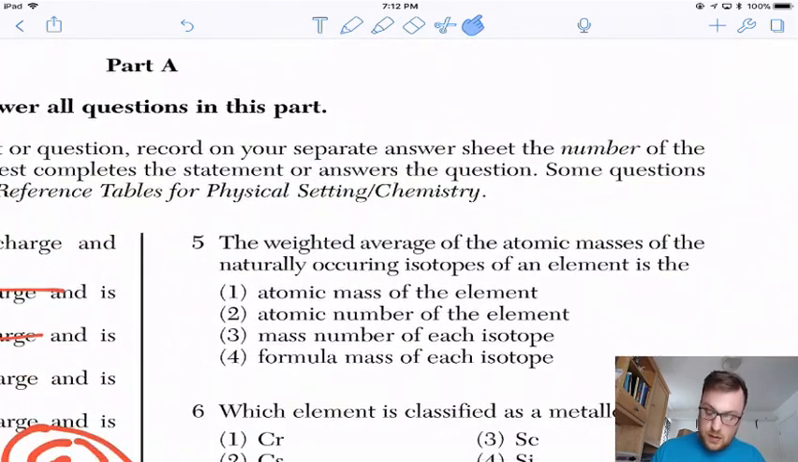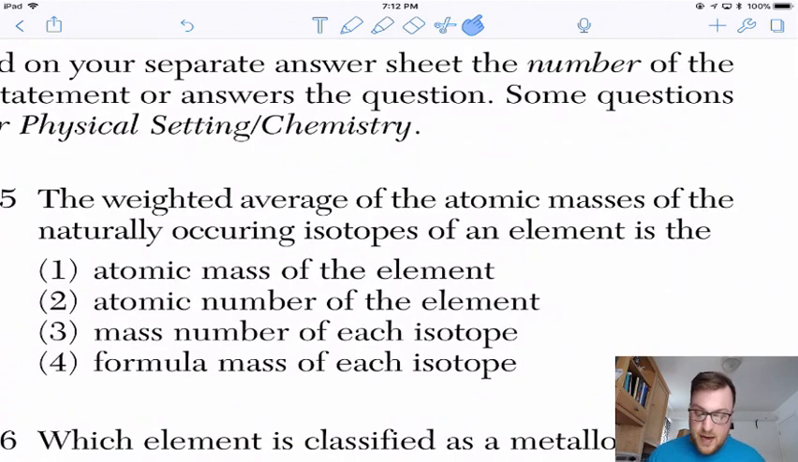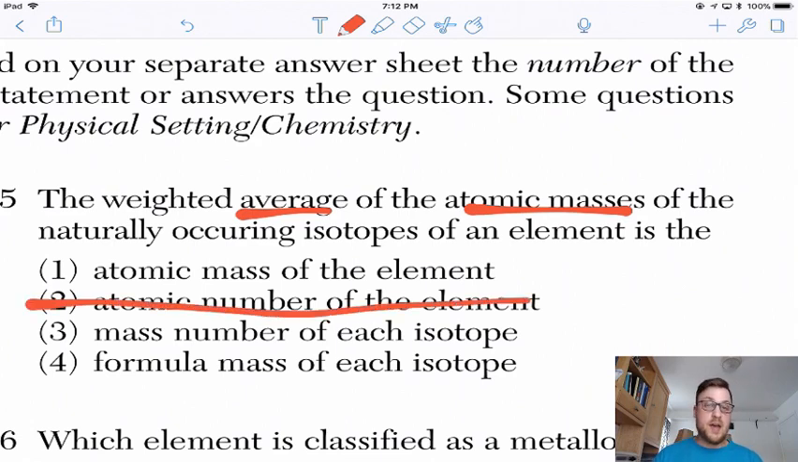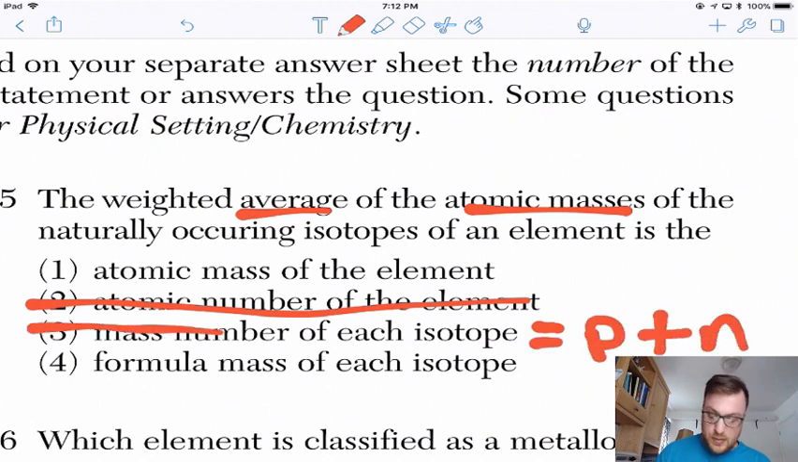Question 5. The weighted average of the atomic masses of the naturally occurring isotopes of an element is the... So, we're talking about masses and we're averaging them, so we probably want to pick an answer choice that deals with mass. Mass number is simply the protons plus the neutrons, so it's not that. Formula mass is the mass of the individual atoms in a compound.